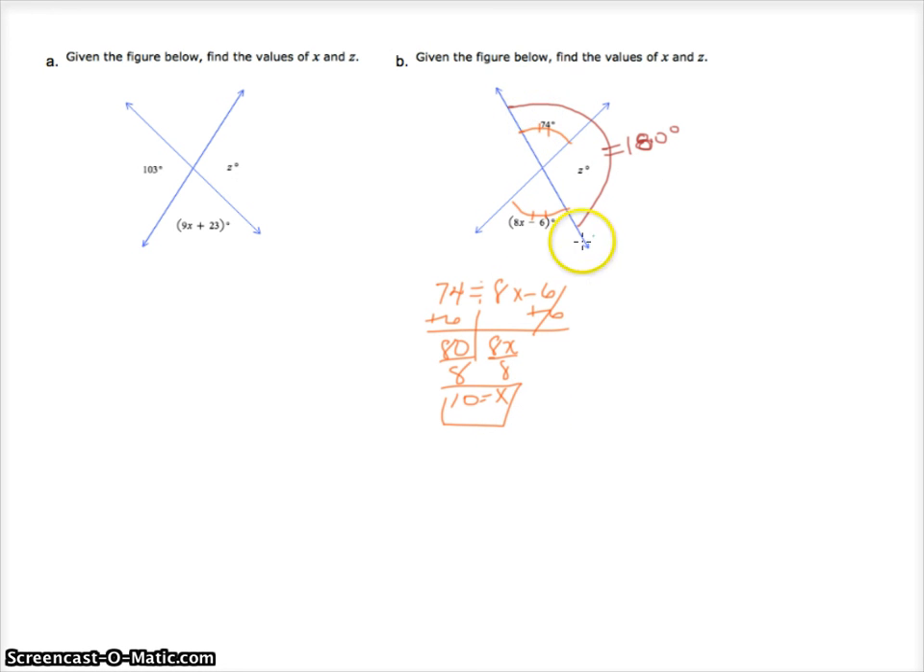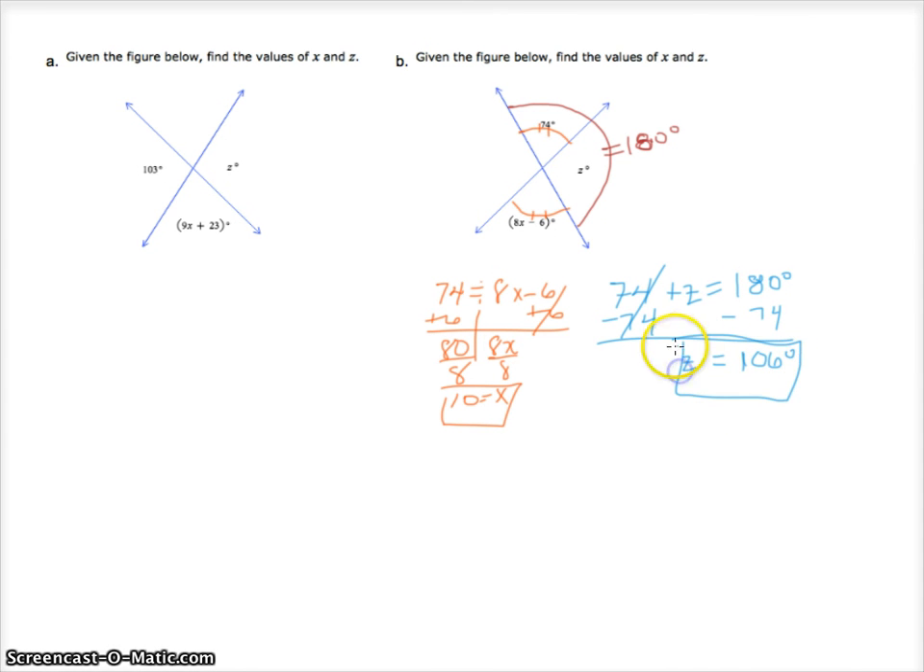Let's find letter z. 74 plus z gives me 180. So I'm going to just write 74 plus z equals 180 degrees. And now I solve for z. Subtract 74 from each side. Minus 74. Boom, boom. Z equals 106 degrees. Alright, so there's z and x. Just remember to identify your vertical and your supplementary angles, and everything is easy peasy, lemon squeezy.